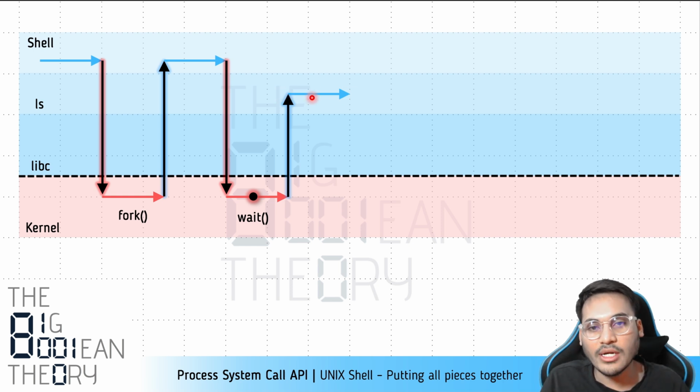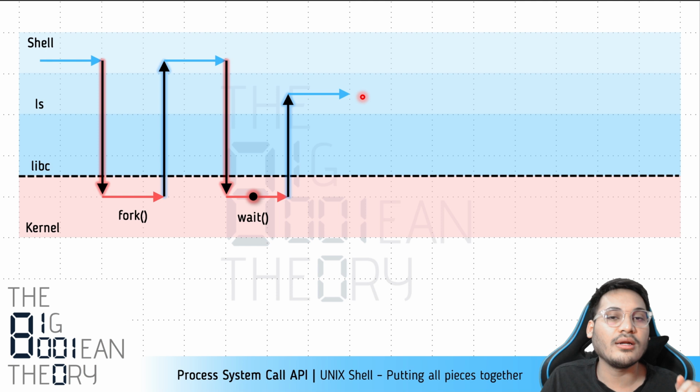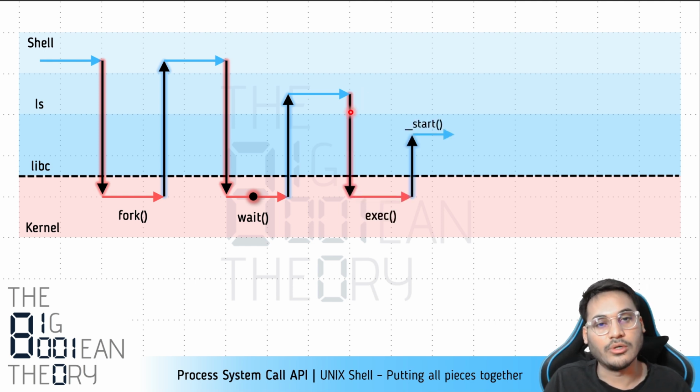So at this point, it is executing the shell code, right? Although this is the ls process, at this point it is executing the shell code only. Now, to change the code so that it executes the actual command given at the command line, we'll call the exec system call, right?